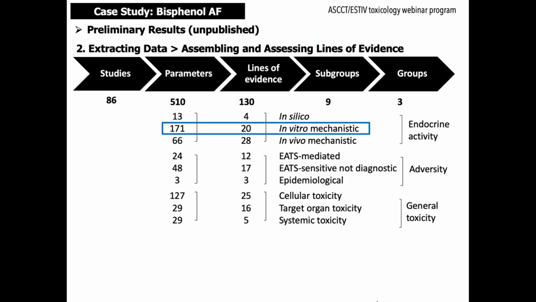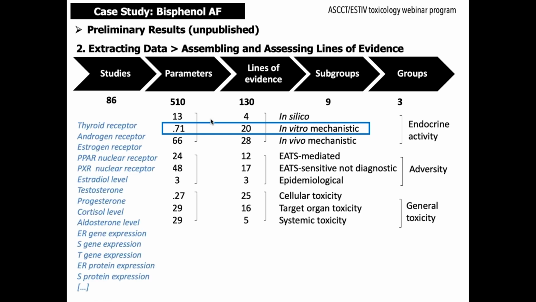And then this figure shows an overview of the extracted parameters from the 86 studies from the dossier. As a reminder, each parameter represents a single row in the Excel file, and we got 510 parameters in total, divided into different groups. And then after rearranging all the parameters in lines of evidence, we arrived at 130 lines of evidence. And if we pay attention only to in vitro results or parameters, we got 171 parameters grouped into 20 lines of evidence. And here are some of the lines of evidence.